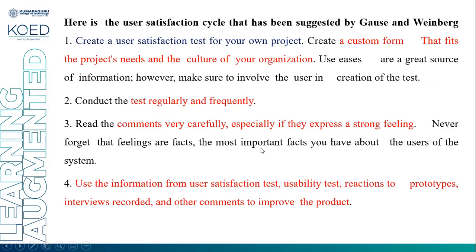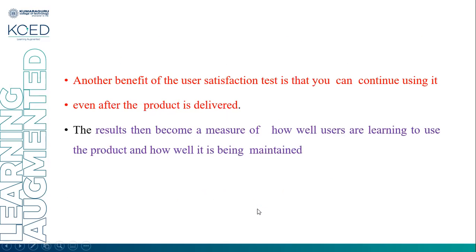So these are the advantages of the user satisfaction test. You have to carry out the user satisfaction test based on the guidelines given by Gause and Weinberg. So what are the guidelines? You have to create a custom form which fits your organization. Conduct the test frequently and regularly. Read the comments very carefully, especially if they express a strong feeling, because feelings are facts. Use the information from the user satisfaction test, usability test, reaction to the prototypes, interviews recorded, and other comments to improve the product.